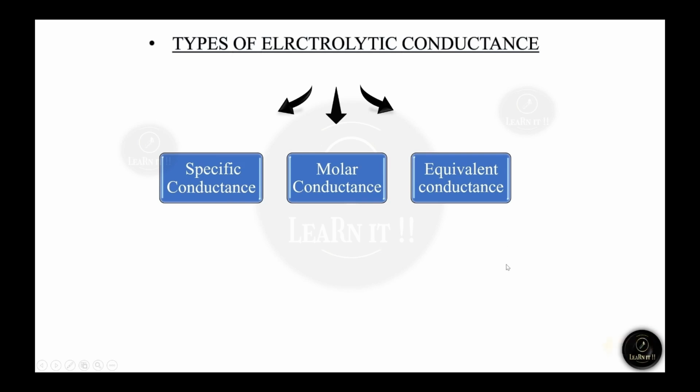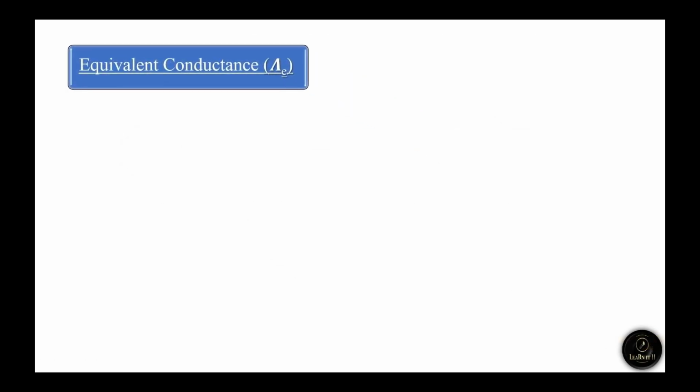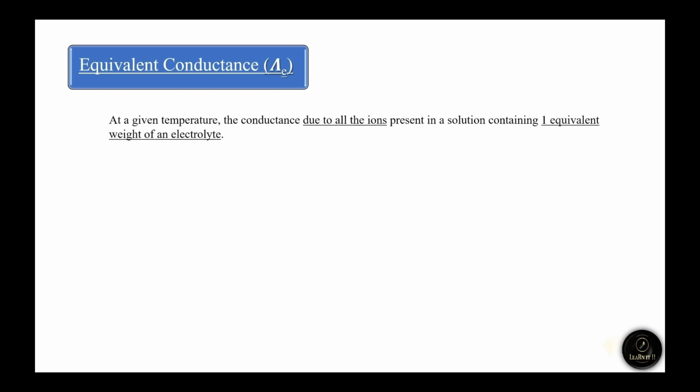So let's look at the last part of electrolytic conductance, that is equivalent conductance, which is denoted by the letter lambda E. So lambda E is equivalent conductance. The definition of equivalent conductance is, at a given temperature, the conductance due to all the ions present in a solution containing one equivalent weight of an electrolyte. So lambda E can be given by the equation 1000 K by E. This is kappa. So what is kappa? It is conductivity or specific conductance. E is the number of equivalent weights of a substance taken.